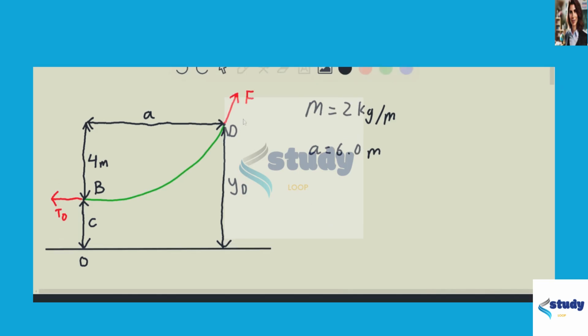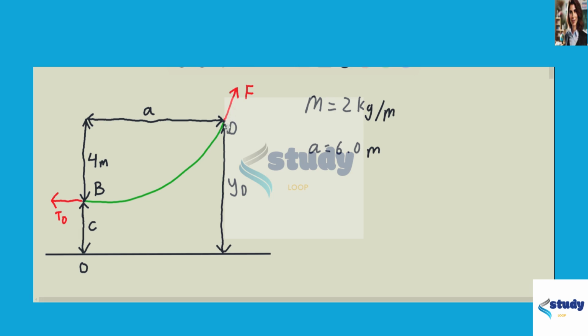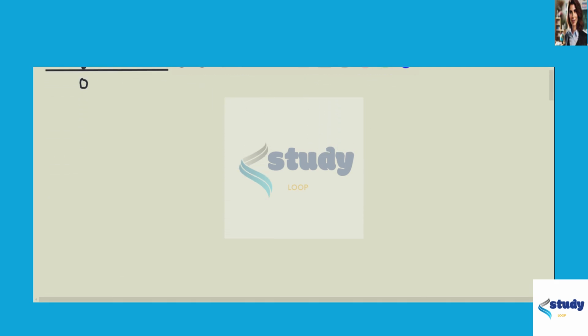We need to find what this force is at the point D whenever this length A is equal to 6 meters. So we're going to start the question by writing out equations for the length y of d. So we know that y of d is equal to the length c times the hyperbolic cosine of the length A divided by c. And we also know that y of d is equal to the length c plus the length h.